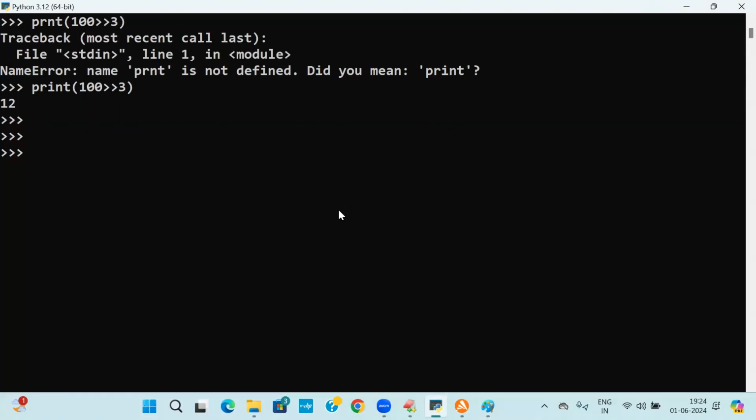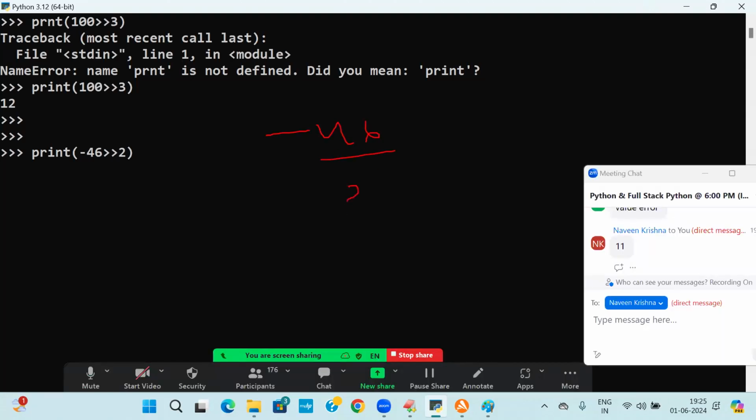Right. Now I'm going to take up a very, very important, most powerful question. Whether you'll answer or not, I don't know. Now I am asking: minus 46 double greater than 2. Double greater than 2. Somebody already typed it: minus 11. You are calculating: minus 46 by 2 squared, which is minus 46 by 4, 4 11s are 44. So the answer is minus 11. Like that you are concluding the answer.